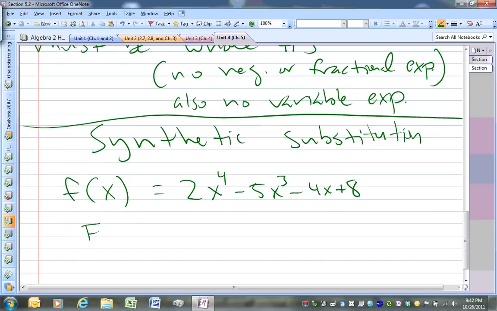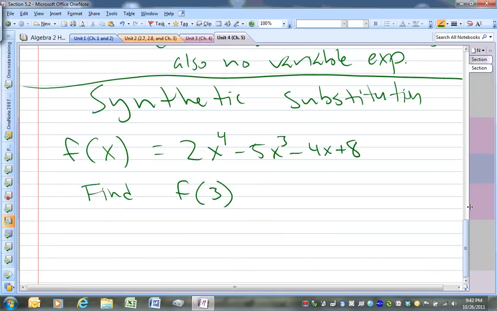And you're asked to find, say, f of 3. Actually, that's kind of cruel. Let's say f of 2. A little smaller. So you should remember how this works.